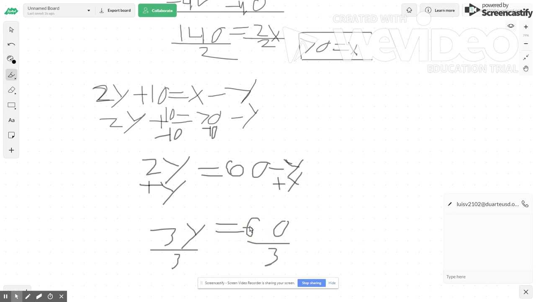So then it'll be 3y, or 60 divided by 3 will equal y equals 20. And with that, ladies and gentlemen, we have found x and y for this problem.